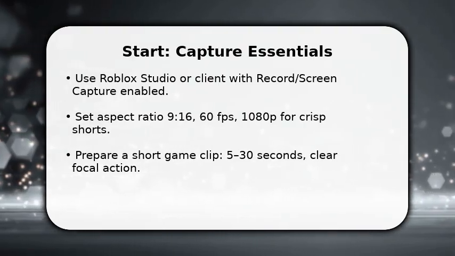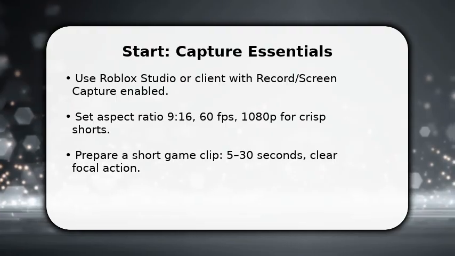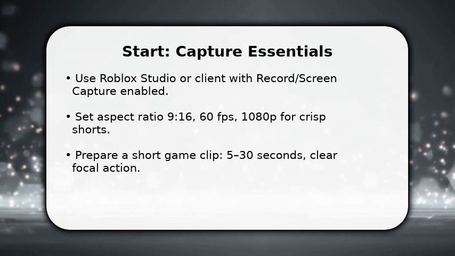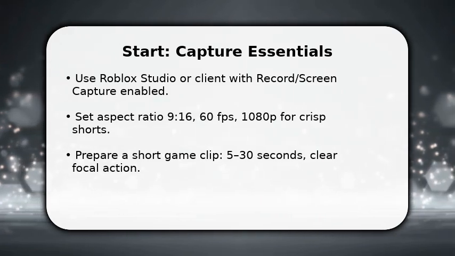Keep clips between 5 and 30 seconds and pick one clear, interesting action or gag. Once recorded, save the raw file with a descriptive name so you can quickly find it during editing.